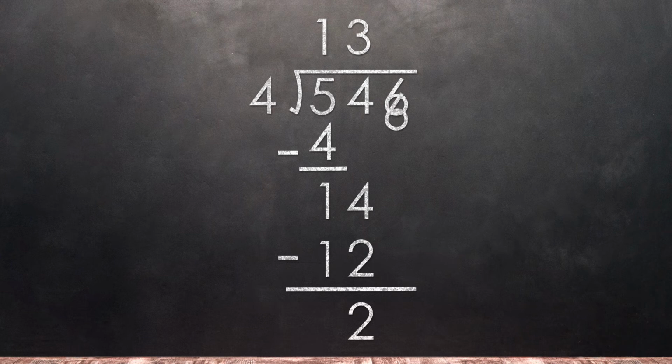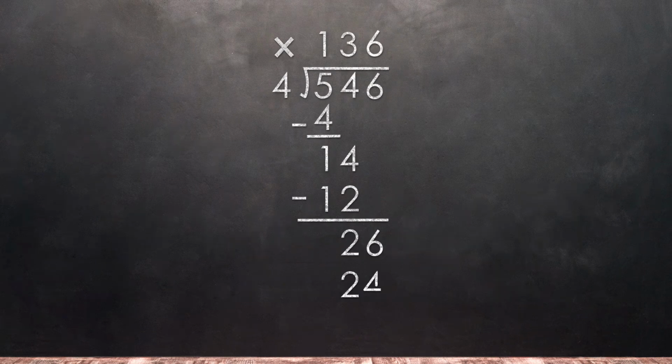Now, like before, we bring down the next digit in 546 next to the remainder. This becomes 26. 4 goes into 26 6 times. Now we multiply. 4 times 6 is 24. 26 minus 24 is 2. Since there are no more digits left to bring down in our dividend, 2 is our final remainder, and our final answer is 136 remainder 2. The final remainder should always be less than the divisor.